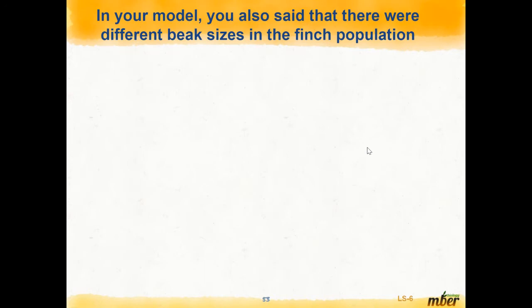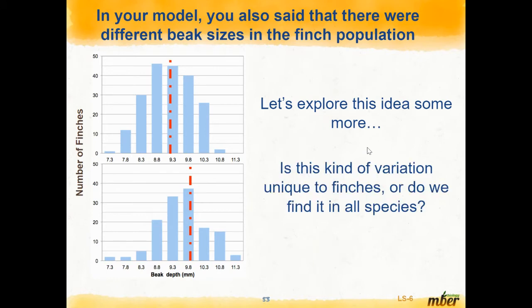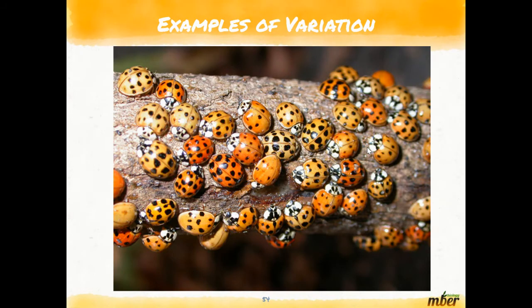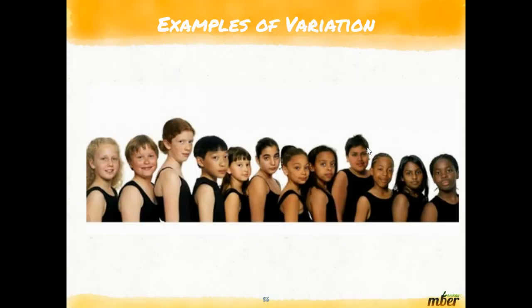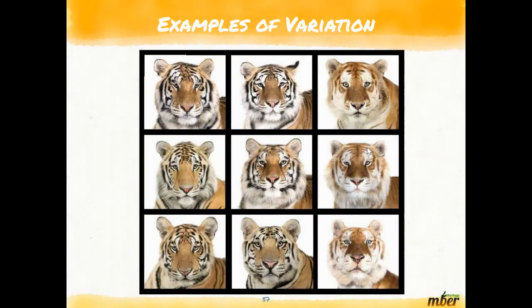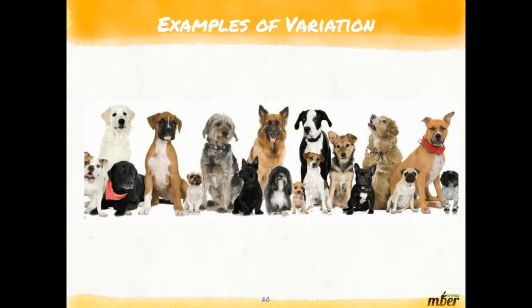In your model, you also said that there were different beak sizes in the finch population. So that meant that there is variation, right? Is variation unique to finches, or do we find it in all species? Variation is not just unique to finches. It exists everywhere. Look at these birds. Look at these humans. You see variation every day. You're exposed to it. It's normal that no two of the same thing, especially in the natural world, look exactly alike.